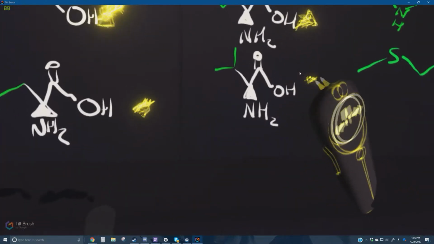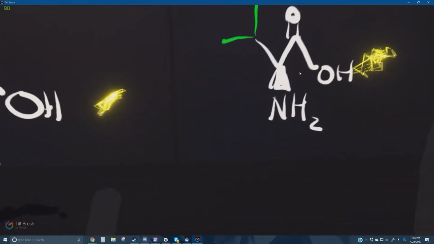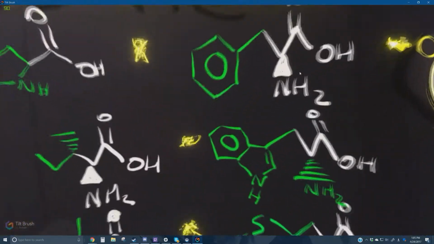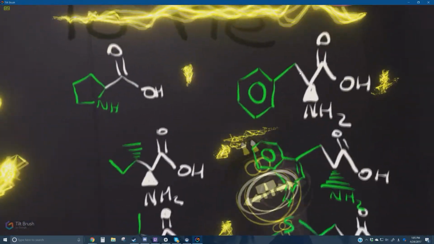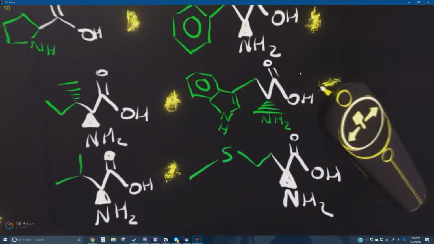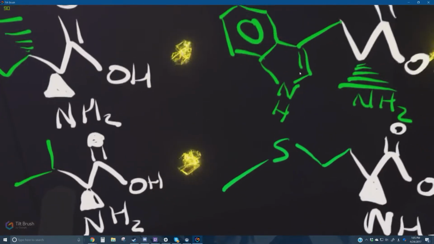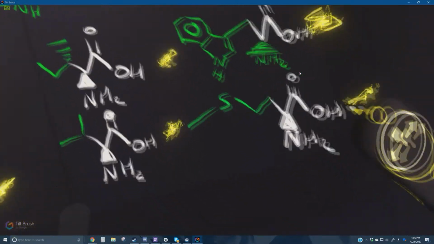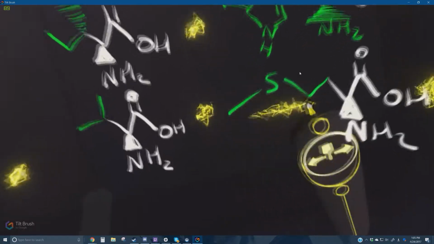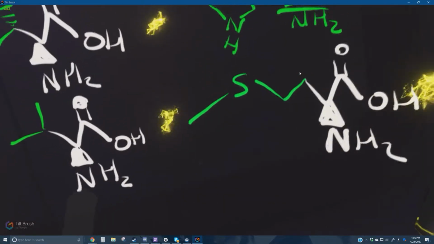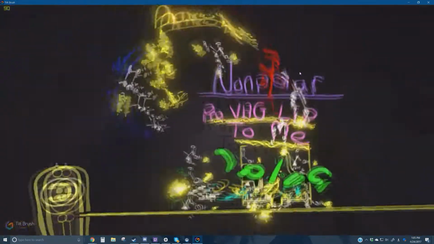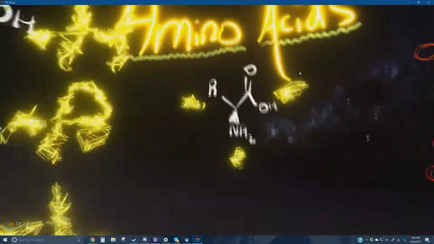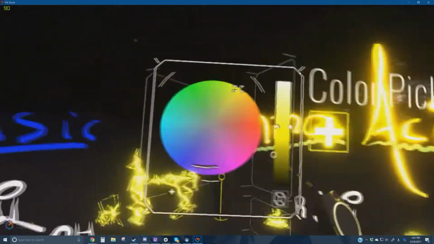This is valine. You can see the letter V in its R group. This is phenylalanine of a benzene ring attached to the R group. This is tryptophan. You can imagine a letter W in there. This is methionine, sulfur in there. And so those are the nonpolar amino acids that we should remember.